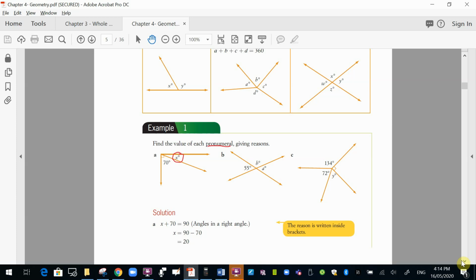Angles vertically opposite. So A will be 55, and whatever B is will also be B there. So you need to find out 55, that's going to be 55, 110 total, out of 360, that leaves 250 to share between the two B angles. That would be 125 each.